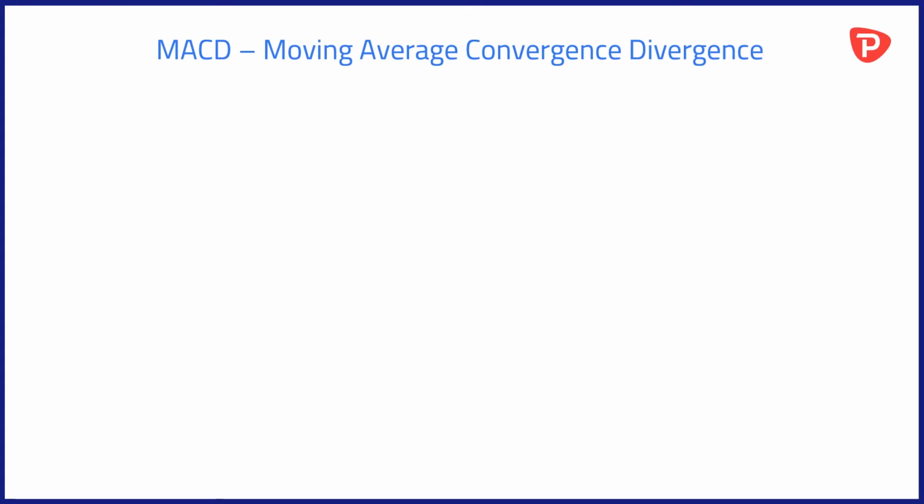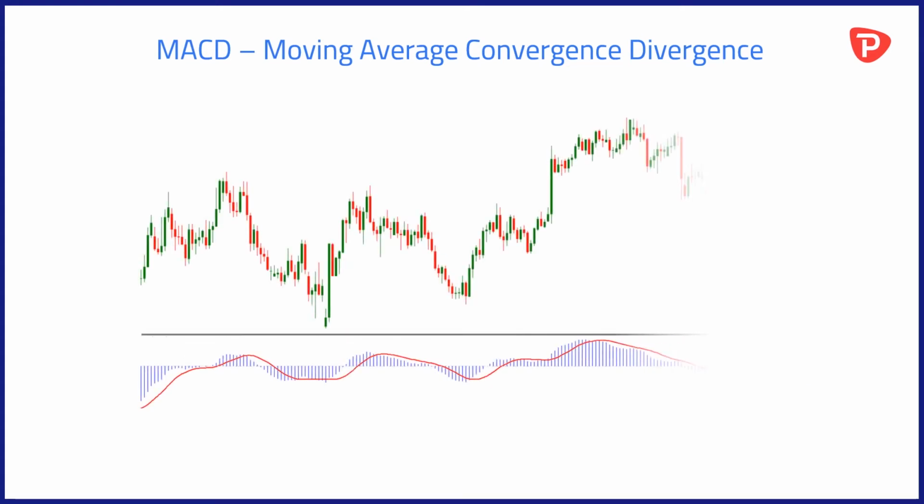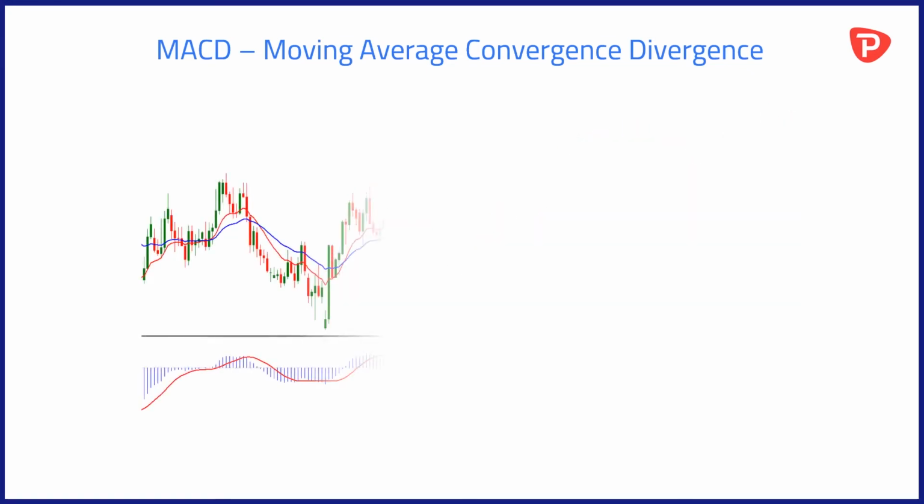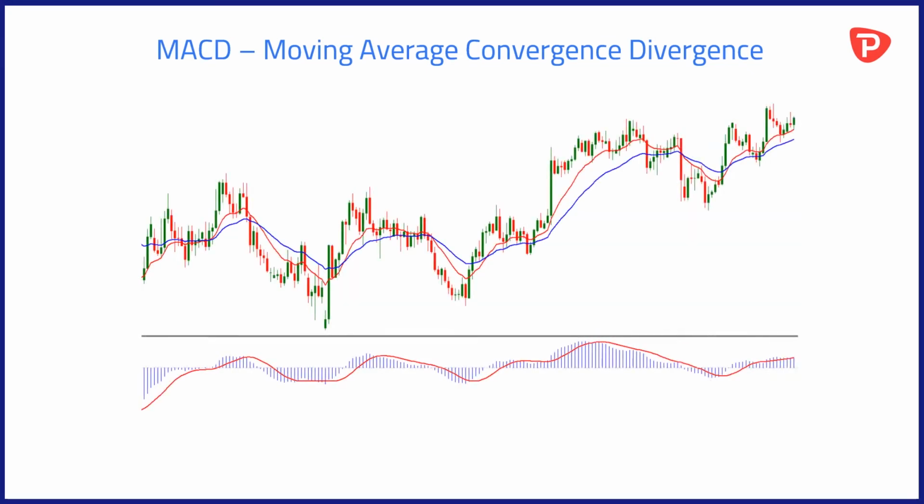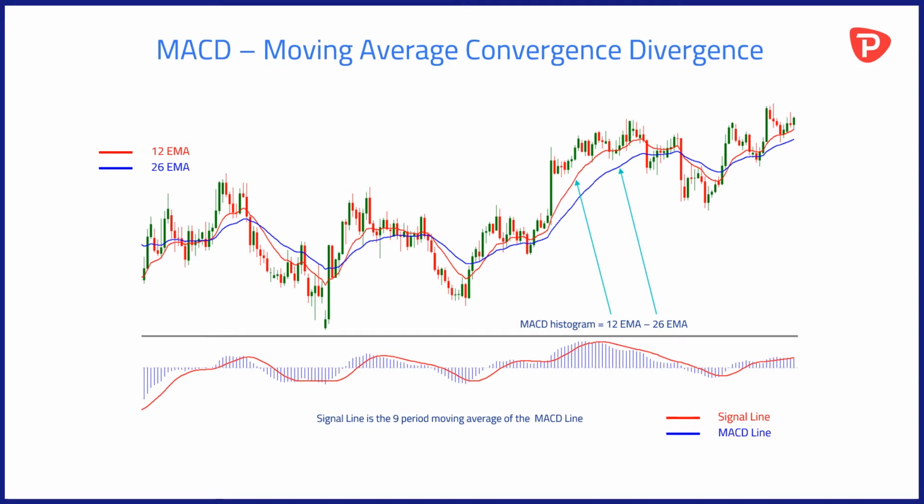The general settings on nearly all trading platforms are a 26-period EMA, a 12-period EMA, with a 9-period SMA of the MACD line called the signal line, plotting on top of the MACD histogram. Let's now take a look at how the MACD indicator generates its signals.